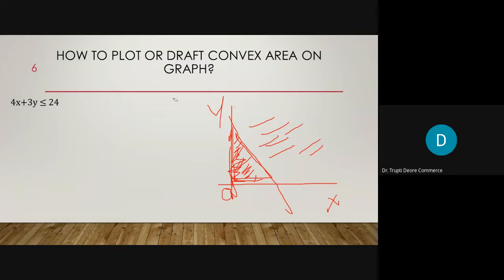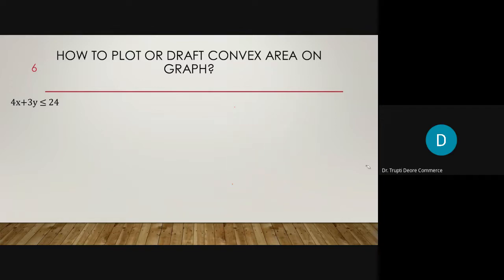So let's check out one. There is one sum: 4x plus 3y is less than or equal to 24. So how to draft it? First we have to find the points. For the purpose of finding points, we make an equation: 4x plus 3y equal to 24. So there are 2 points, x and y. When we write the points in brackets, the first is always x and the second is y.